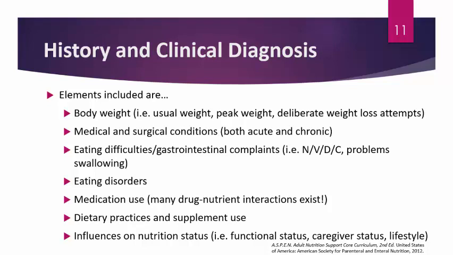Whenever I talk about history, I'm talking about the patient's history and any kind of diagnosis that they have that may potentially influence their dietary intake or even a degree of inflammation. So elements included within the patient history and the clinical diagnosis include the patient's body weight, and this includes things such as their usual weight, what their peak weight is, whether the peak weight is a peak low weight or a peak high weight, as well as deliberate weight loss attempts or even undeliberate weight loss attempts.